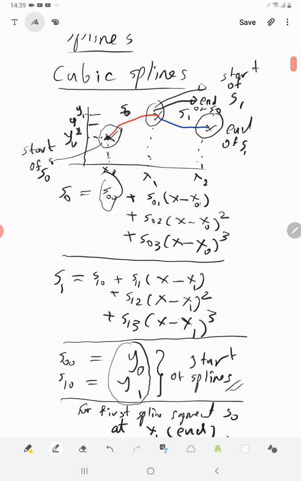Now, if we take the first derivative of S0 and equate it with the first derivative of S1, evaluated at x1, we get one equation. And if we take the second derivative of S0 and equate it with the second derivative of S1, evaluated at x1, we get a second equation.